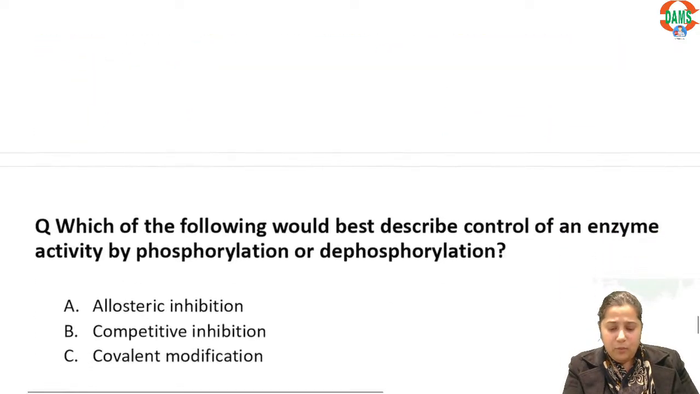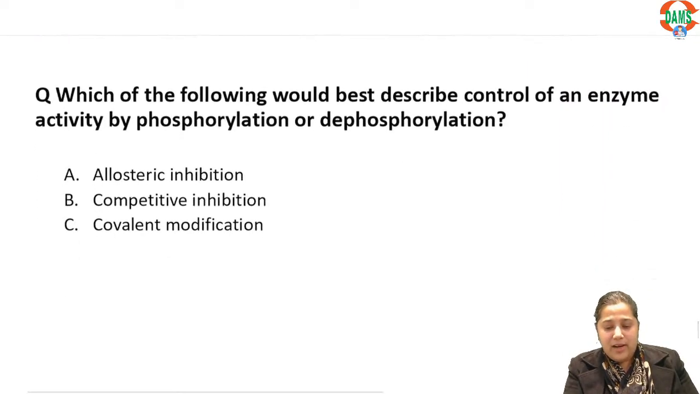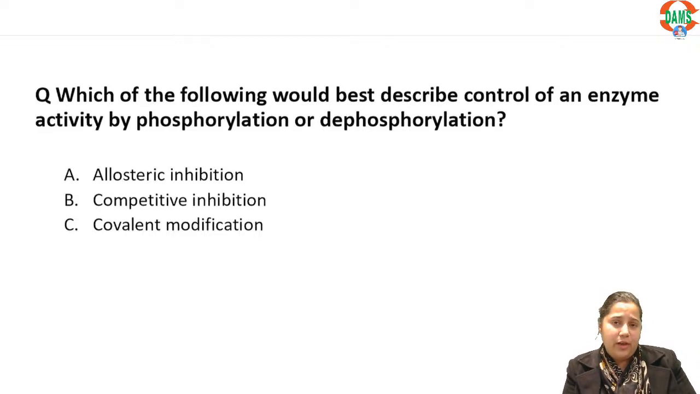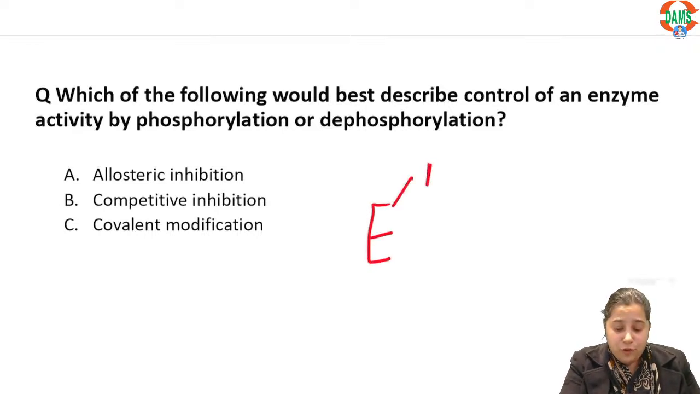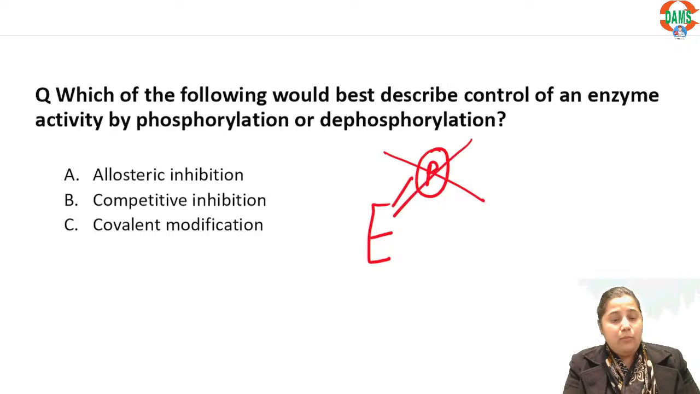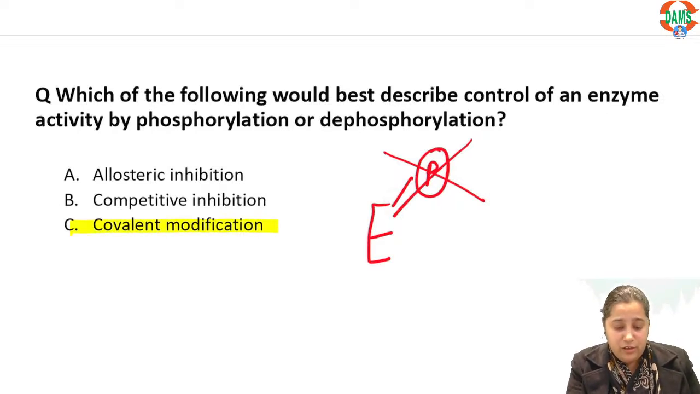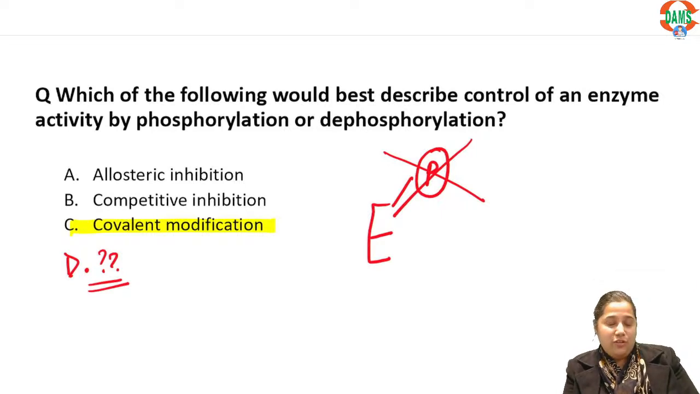Then, which of the following would best describe the control of enzyme activity by phosphorylation and dephosphorylation? Whenever we are controlling an enzyme by phosphorylating it or by removing the phosphate, we are adding a phosphate group by a covalent bond. Hence, this kind of modification is called covalent modification. So, with this, we have seen the questions that were asked in the INICET biochemistry portion.